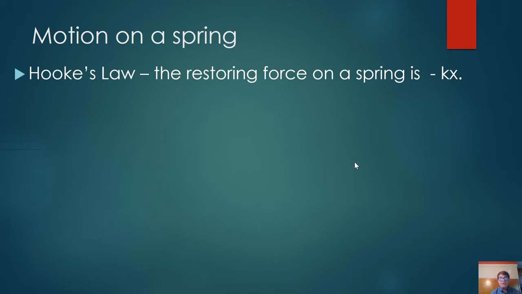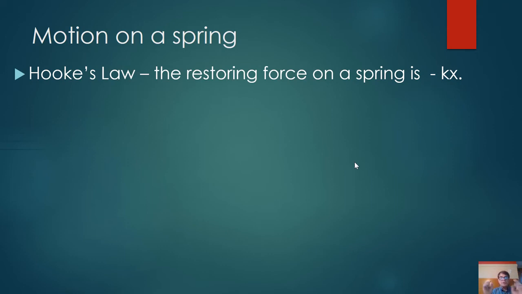Hooke's law tells us that the restoring force on a spring is negative kx. What does this mean? Well, you have an equilibrium point for a spring, and if you stretch it, it's negative because the force is always pulling whatever is the end of the spring back to the equilibrium point. So x is the displacement from the equilibrium point.